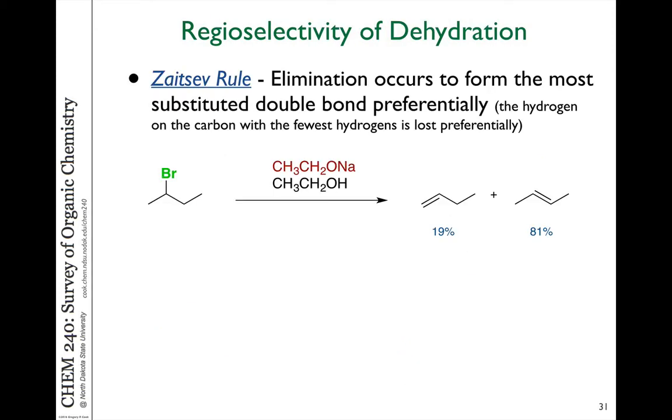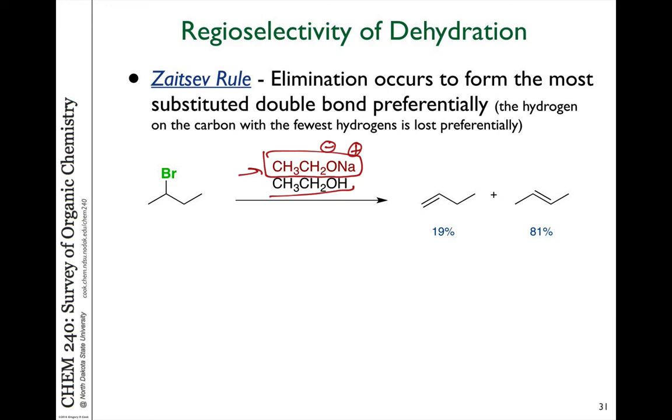First, I want to take a look at some results from elimination reactions. In this example, using 2-bromobutane, we have a strong base, sodium ethoxide. This is an O- base. Alkoxide bases are generally pretty strong, and so they do tend to favor elimination over a substitution reaction. So typical reaction conditions would be something like sodium ethoxide in ethanol as the solvent.